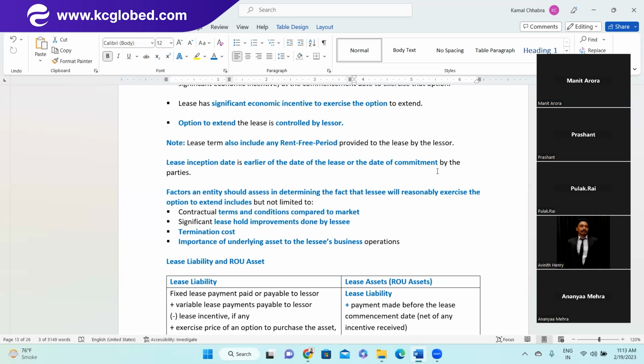Make sense, everyone? Pulak, Aranya, Prashant, Manit, you liking it?